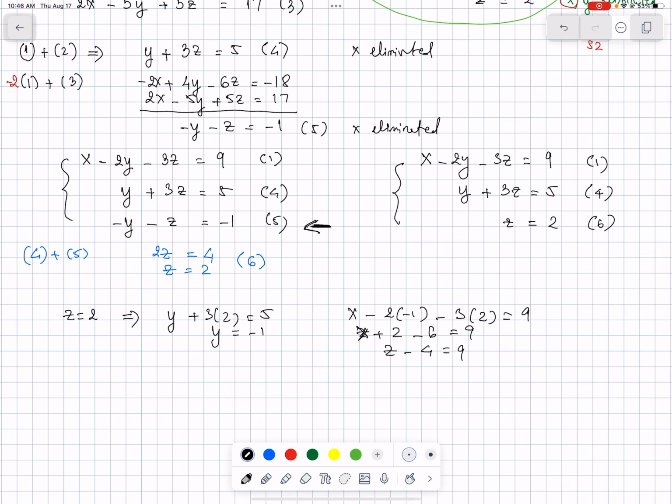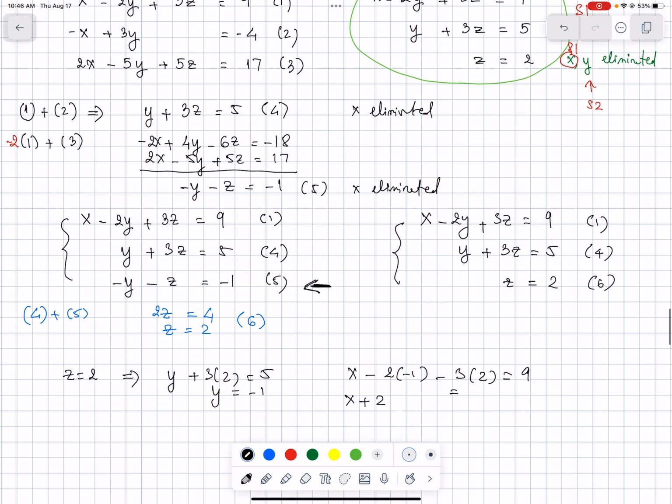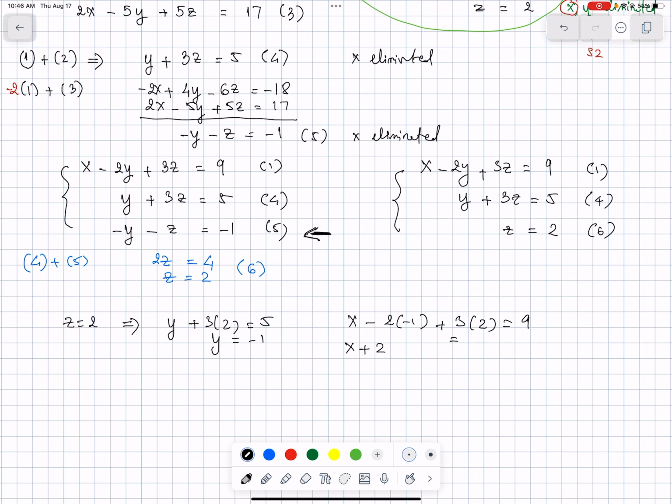Sorry, I have the x right here, and I made a mistake somewhere. Since y is negative 1, I should have a plus right here from the beginning. Sorry for that. Plus right here, then plus 6 equals 9. Then x equals 1.